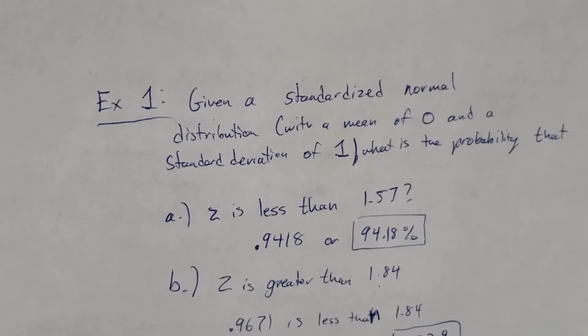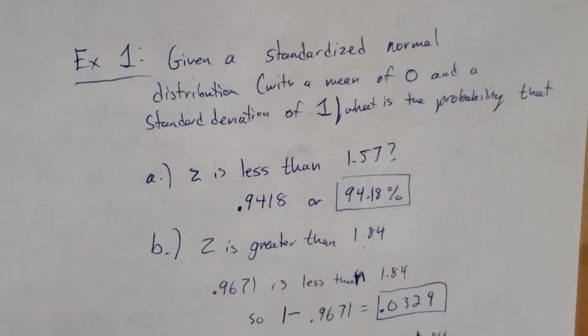So z is less than 1.57. You go along the left-hand side to get to 1.5, and then you move to the right until you get to 0.07, and that'll be 1.57. And if you look at that number, it says 0.9418. That means 94.18% of the values have a z-score less than 1.57.